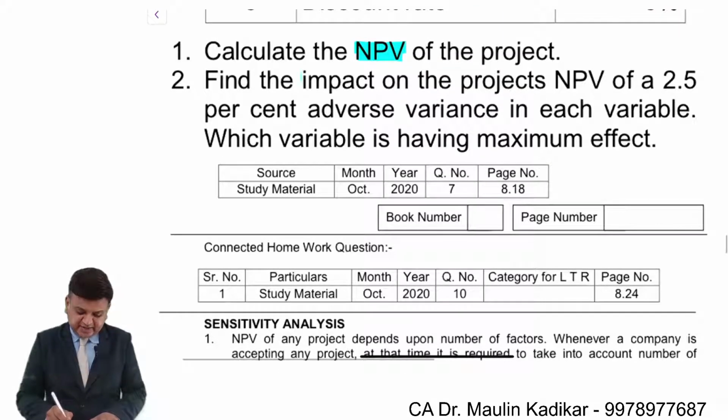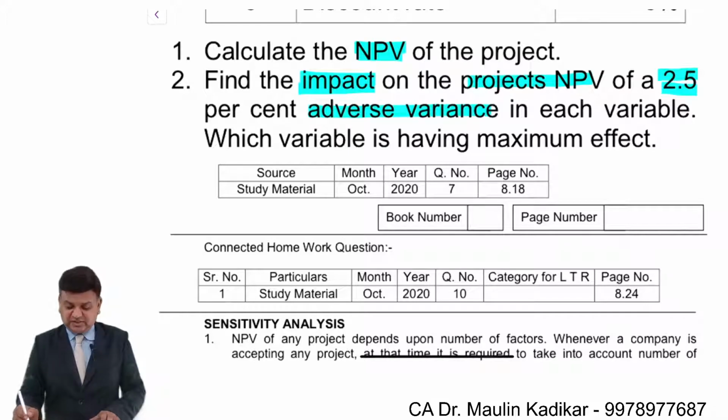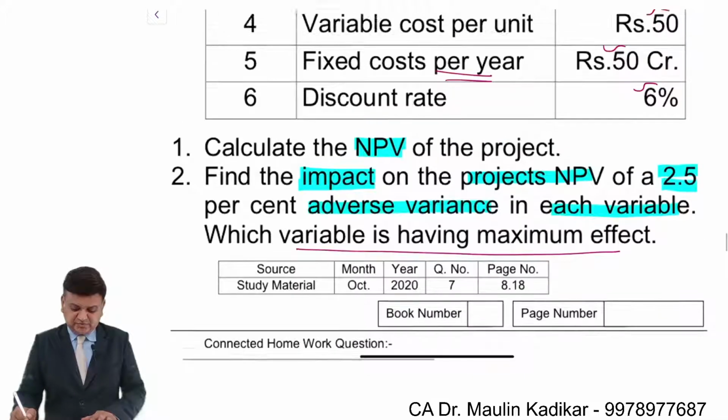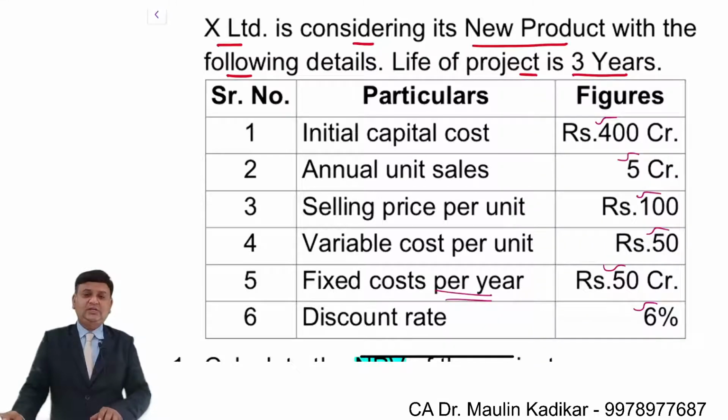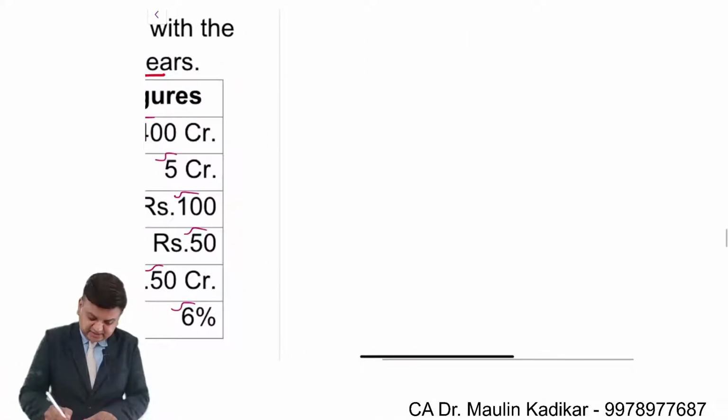Second question is find the impact on the project's NPV of 2.5% adverse variance, that is adverse change in each variable. Then the question says that which variable is having maximum effect, that is what we are required to identify. Dear students, over here basically we are understanding a new concept, and that concept is given a name as sensitivity analysis.